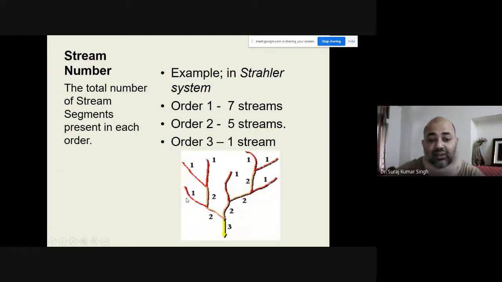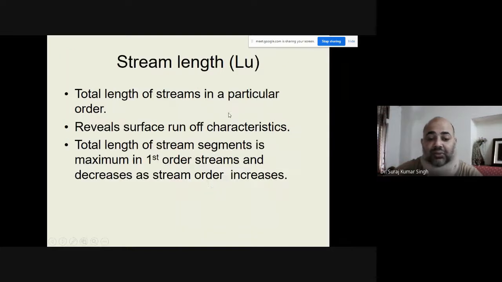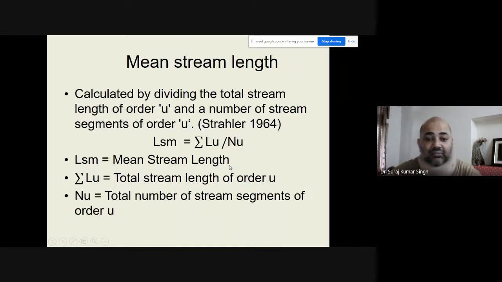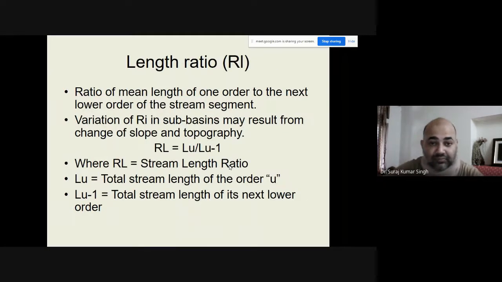Means right now, for example, what is the total number of orders? That is 7. And for example, if the length has come to 11 kilometers, we will be dividing that with that number. So you will be getting the mean stream length of each and every order.